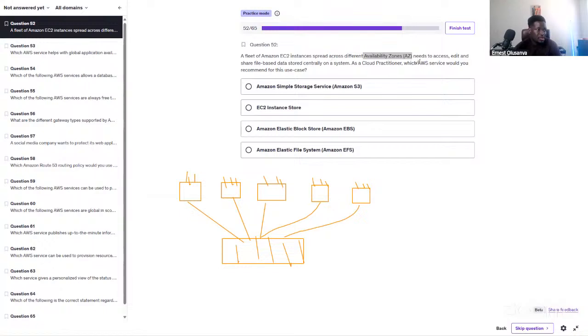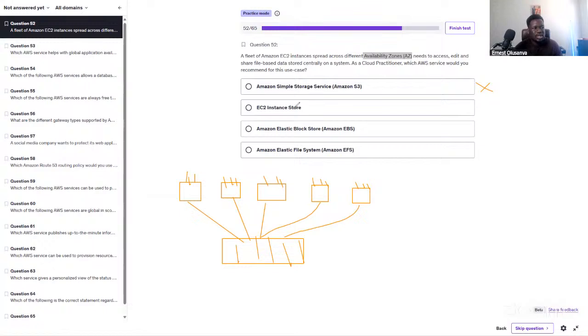Number one, S3 might not be the best. Why is S3 not the best? The question is talking about a file-based data store, so a shared file-based data store. Can we share files in S3? Yes, but because it seems like what they're looking for is a file system share, a distributed file system, like you can see here. So S3 is out.